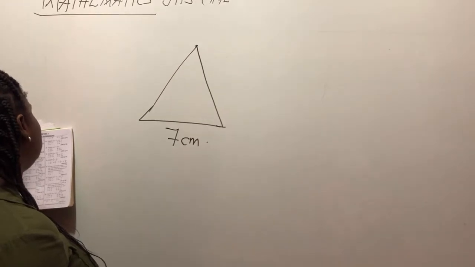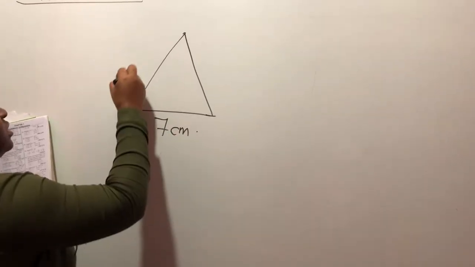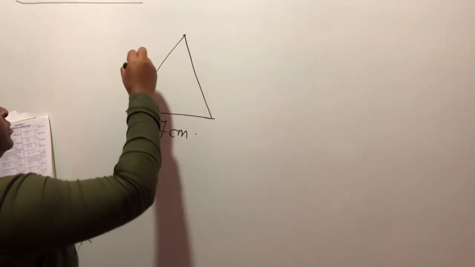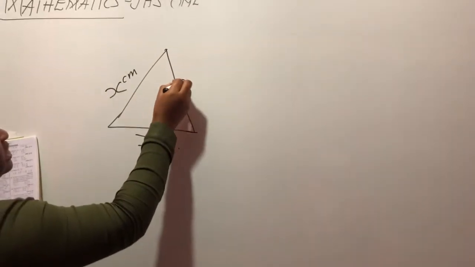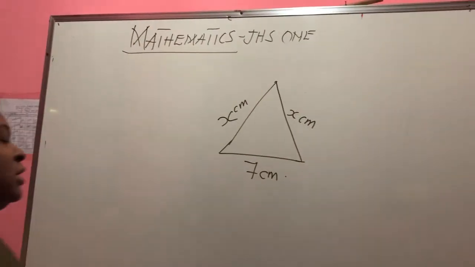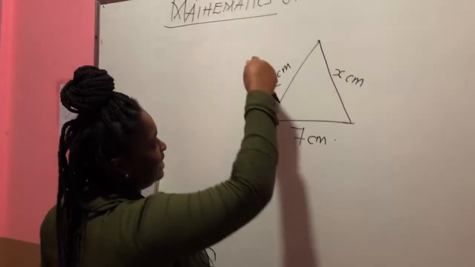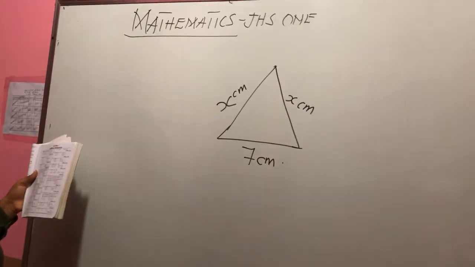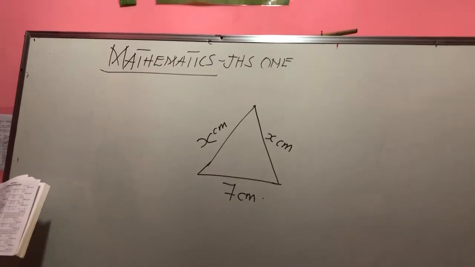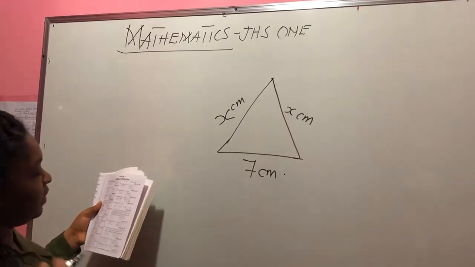Each of the other 2 sides is x centimeters long. So this side is x centimeters, this side is also x centimeters. So this is what they have written in the sentence for you, that the base is 7 centimeters and each side is x and x. Now you are supposed to write an expression. What will be the expression for the perimeter?